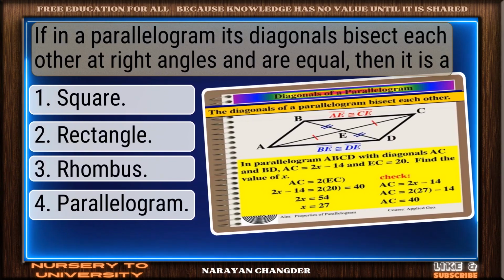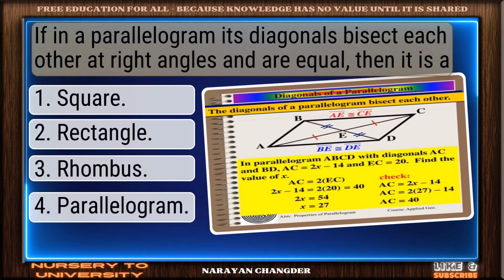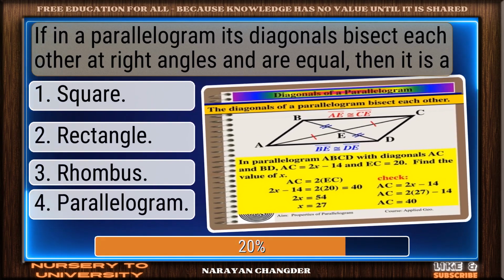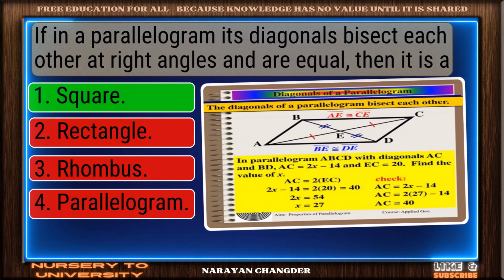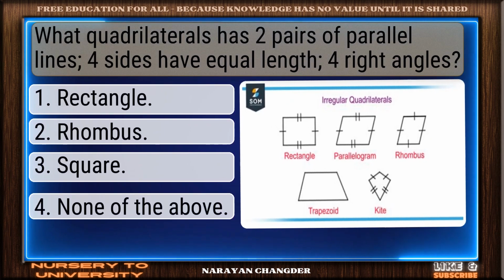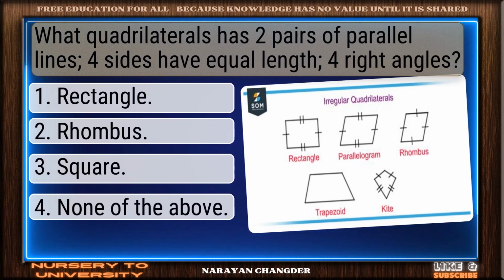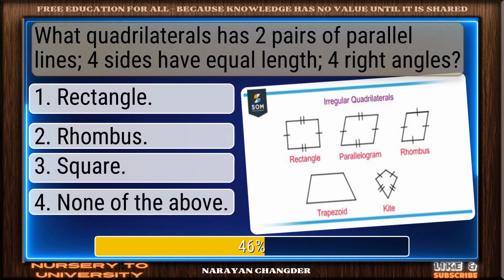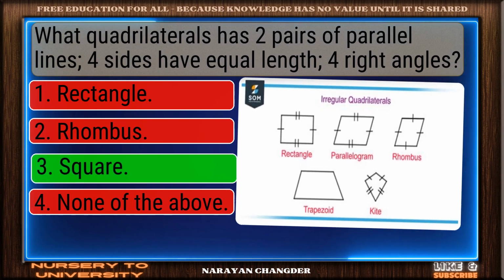Question number 48. If in a parallelogram its diagonals bisect each other at right angles and are equal, then it is a... Right choice. Square is the best answer. Question number 49. Which quadrilateral has 2 pairs of parallel lines, 4 sides of equal length, and 4 right angles? Well picked. Square is the correct answer.